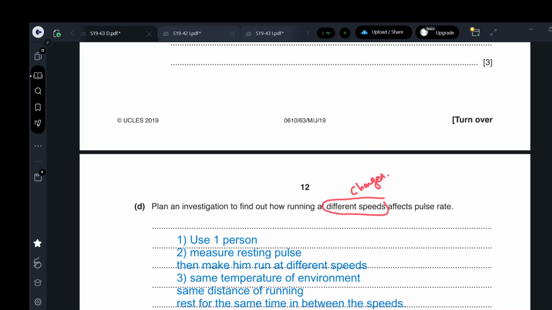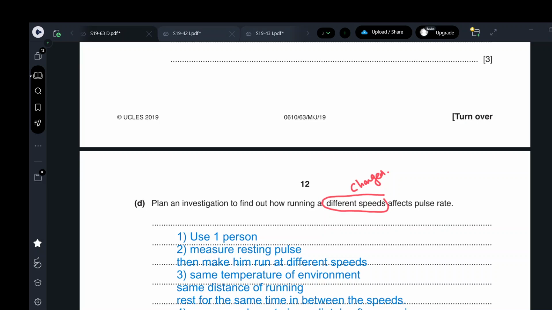Rest for the same time in between the speeds. He will start slow and then measure the pulse rate after exercise, and then he will rest, and then he will run faster, stop, rest, run faster, stop, rest. He has to rest between the speeds so the pulse rate returns to normal.